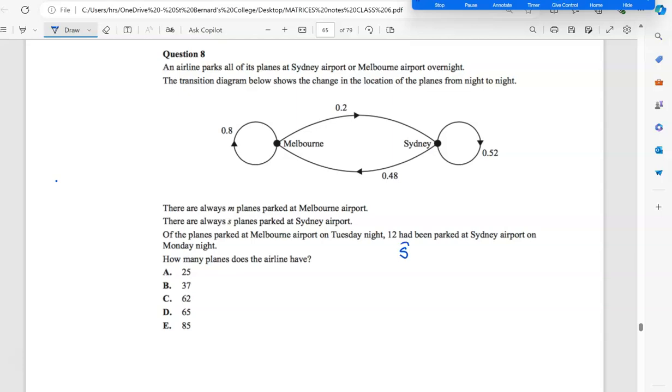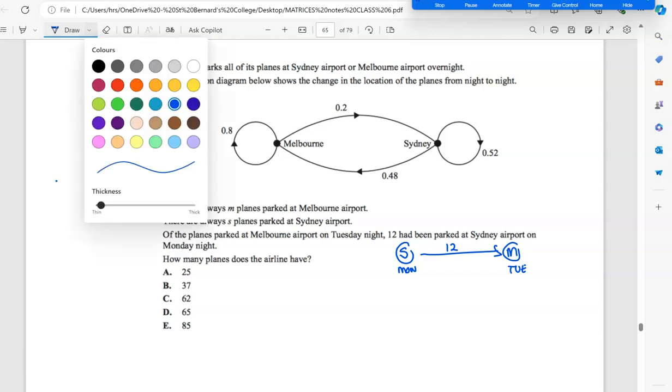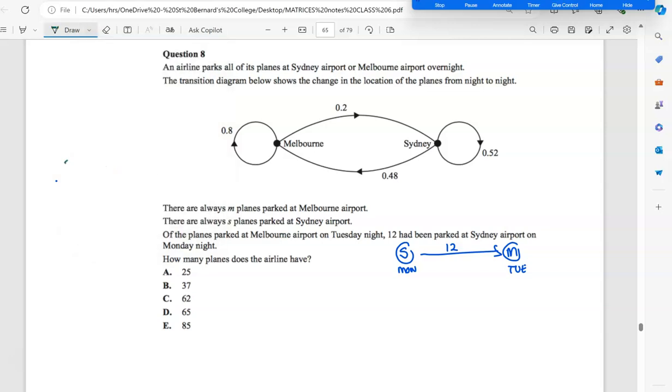They said if it was at Sydney, and then they went to Melbourne on Tuesday, so that was in one day, there were 12 that went that way. Okay? So if you look up here on the transition, where's that? Sydney to Melbourne is 0.48. So if I say this is Sydney and this is Melbourne, 0.48 of Sydney equals 12.